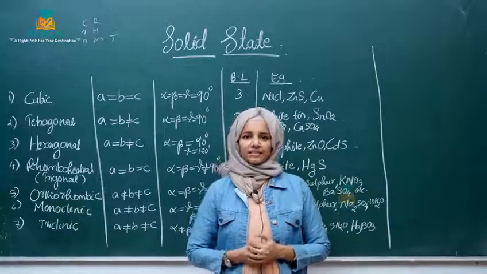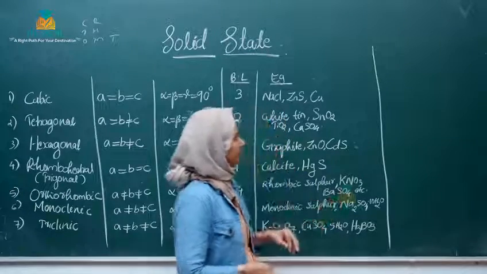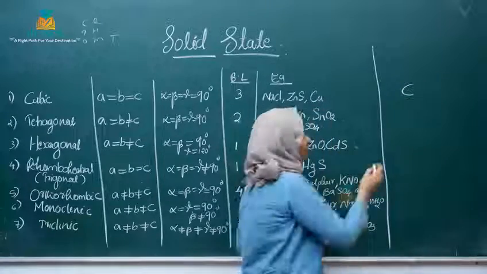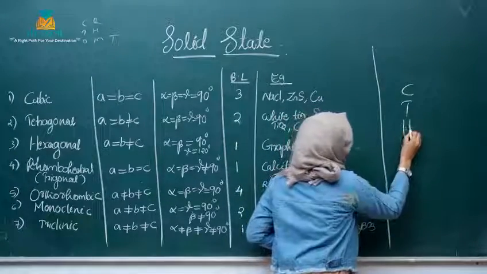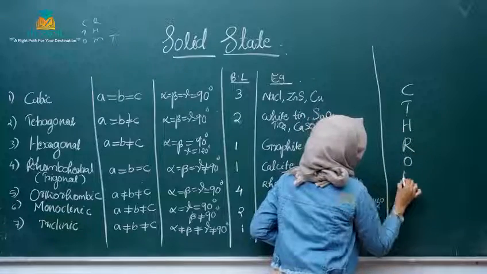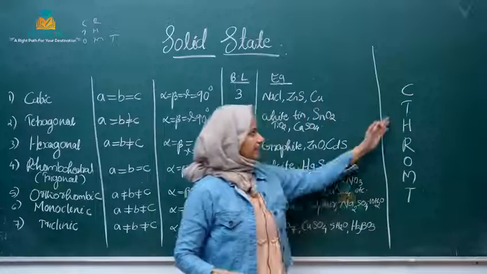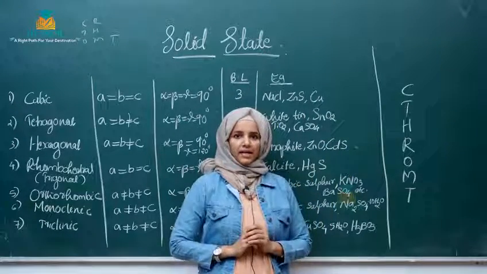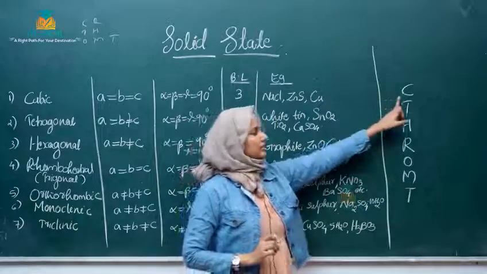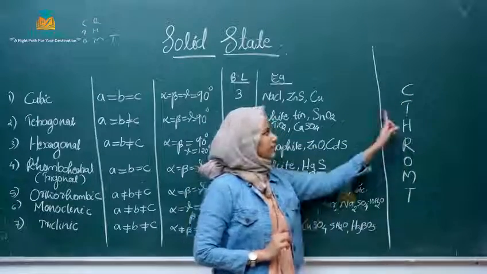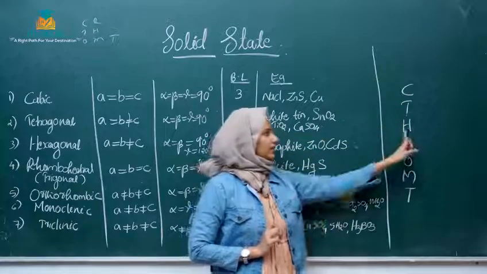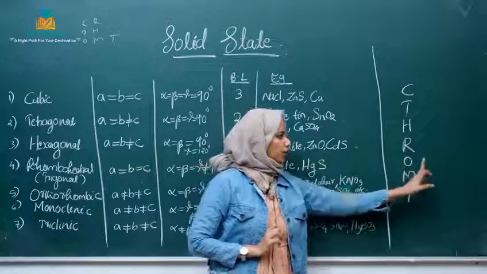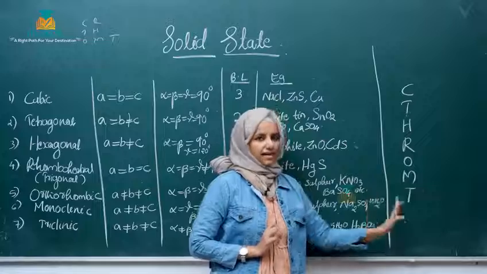Which are the 7 crystal systems? The 7 crystal systems we can simply represent like this, C-thrombed, for easy remembering only. These crystal systems are: first one is cubic, second is tetragonal, third one is hexagonal, then rhombohedral, orthorhombic, monoclinic and triclinic.